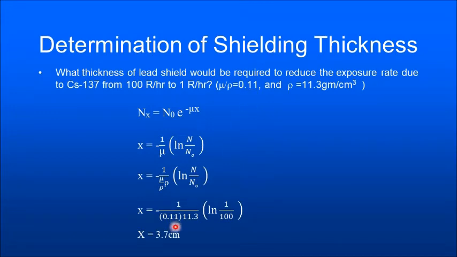You substitute that and substitute the density, and N is equal to 1. N0 is 100 R, so the X is equal to 3.7 centimeter. The lead thickness required to reduce the intensity from 100 R to 1 R is 3.7 centimeter.